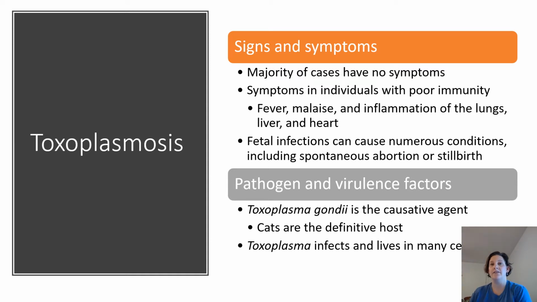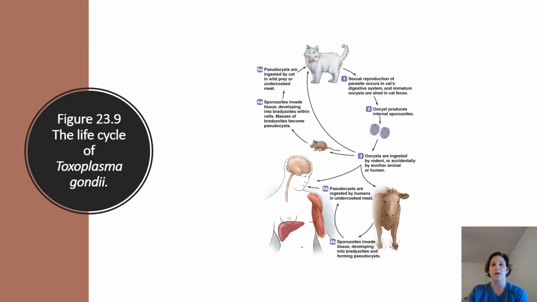So cats are the definitive host in Toxoplasma gondii. And what that basically means is that the life cycle of the organism cannot be completed until it reaches the gut of a cat. But Toxoplasma bradyzoites or pseudocysts can infect and live in many different types of cells. So let's actually look at the life cycle briefly.